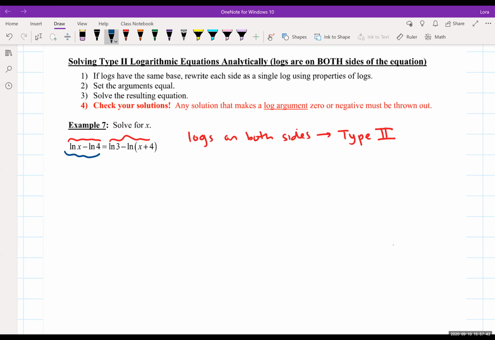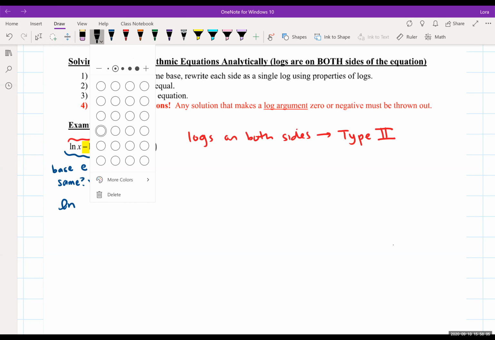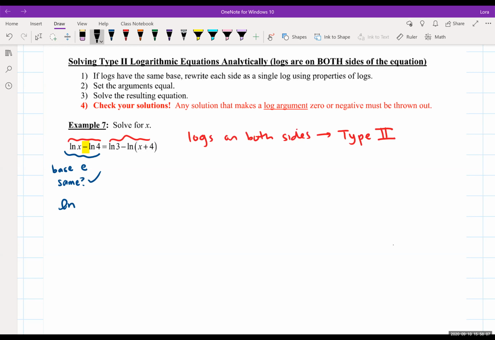Look at the left side. Notice that the base for both of the natural logs is e, so they're the same. Check. So you could condense this as a single log. Since I have a minus sign, this is the property: log base b of x minus log base b of y equals log base b of x over y. This is where you're rewriting it as a fraction. So that's what we're going to do here.